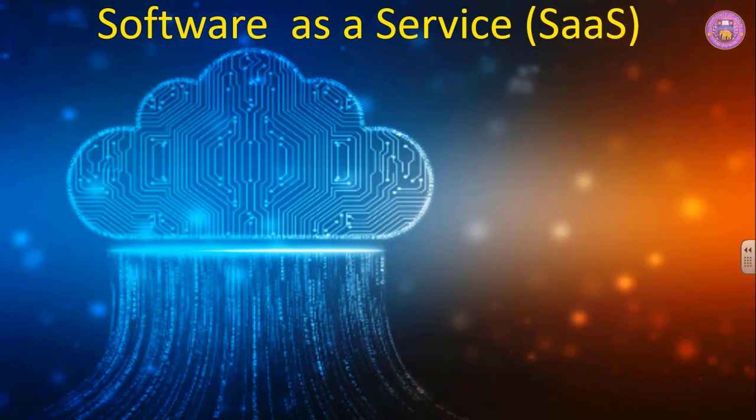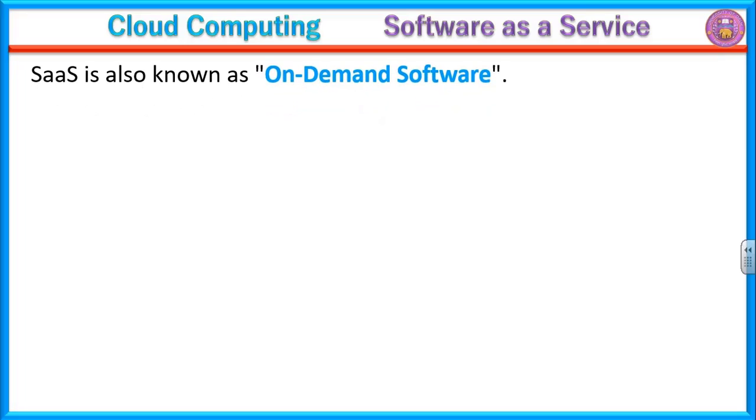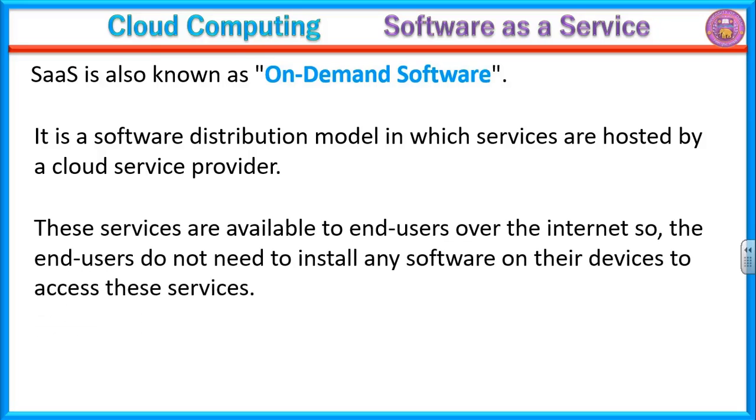Software as a Service. Software as a Service is also known as on-demand software. It is a software distribution model in which services are hosted by a cloud service provider. These services are available to end users over the internet, so the end user does not need to install any software on their devices to access these services.